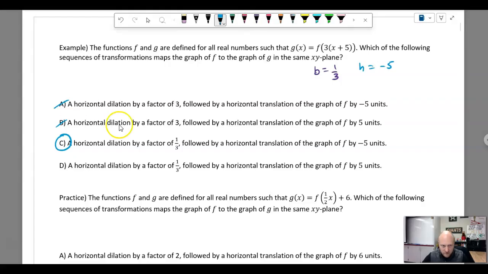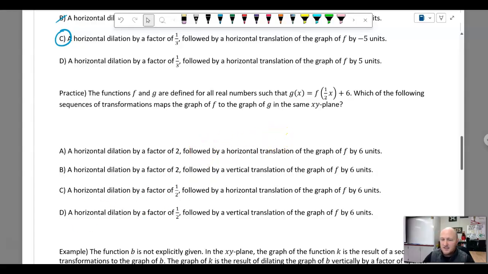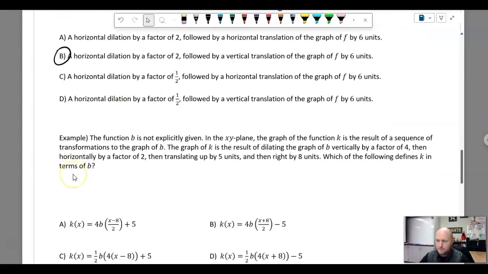All right, Practice 1. Please go ahead, pause me, and try this example. For g, they give you a b parameter of 2 and then a k value of 6. So it's a horizontal dilation by 2, and a k value affects vertical translations. Answer is B.